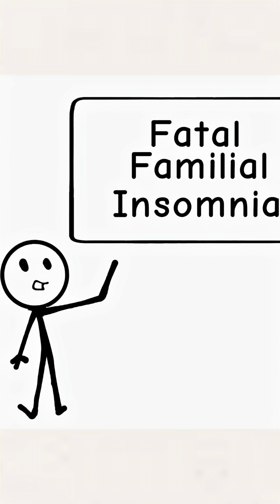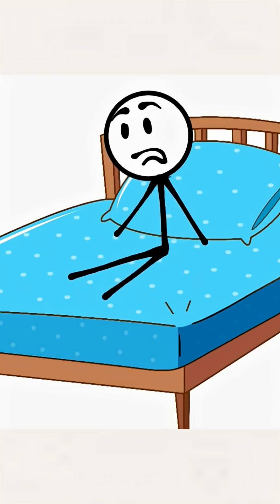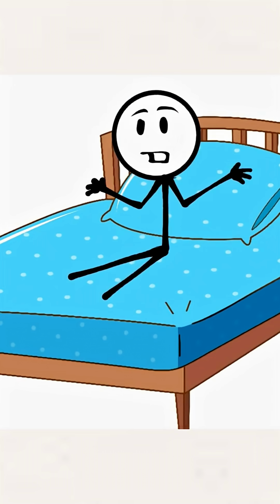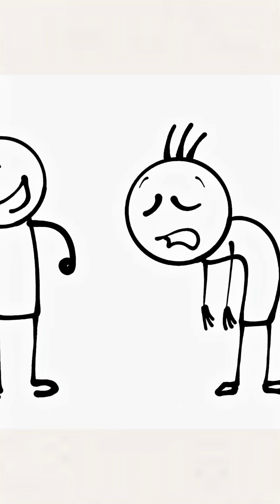Fatal Familial Insomnia. You may have heard someone say they can't sleep, but this insomnia is very different. One out of three adults have normal sleeping issues, but there are only 50 families in the world who carry this genetic disorder for fatal insomnia. This disorder works in four different stages.